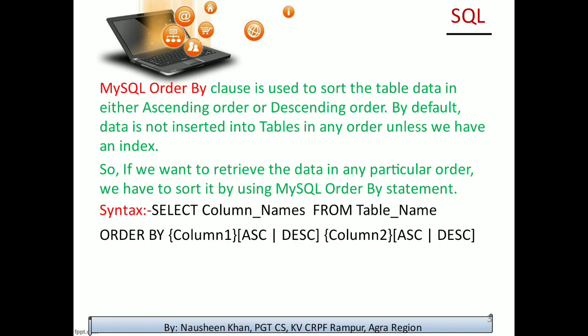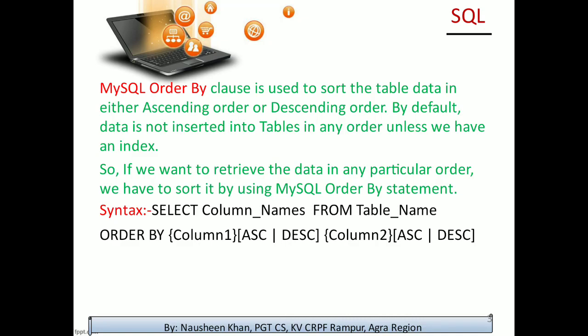So let's start with the order by clause. Suppose we have a table in which we have student name, marks, and roll number, and I want to sort it according to the marks, either in ascending order or descending order. I can use this order by clause. By default, if we have not written either ascending or descending, the order is ascending only.